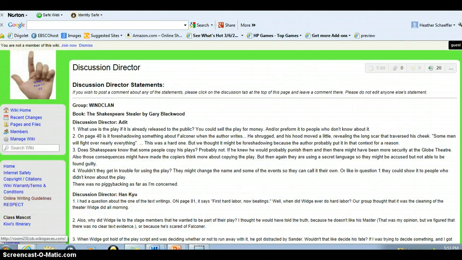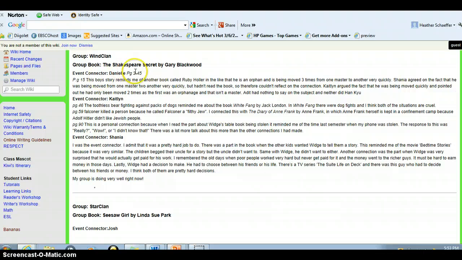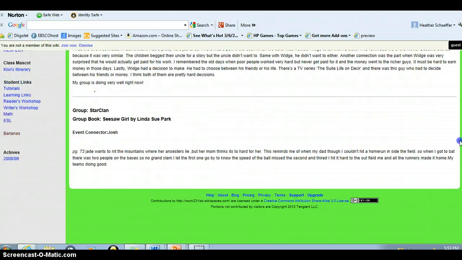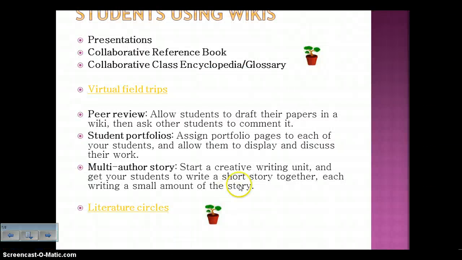They had other sections, the discussion director, as well as, I believe, the event connector. You can see here what the students did. The same thing, it's divided, page 3 through 45 she did, and then obviously she had 45 through 90 something. So you can see the progression. That's another great way, and young students can do that.